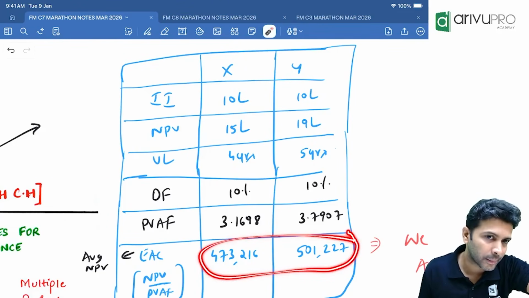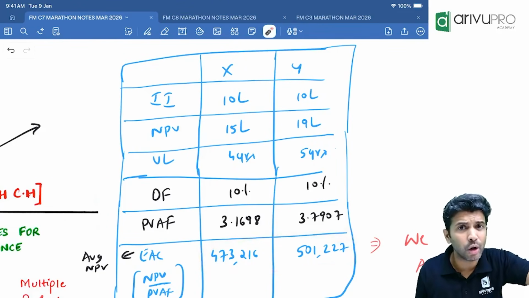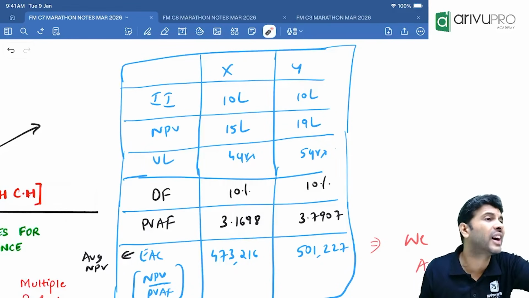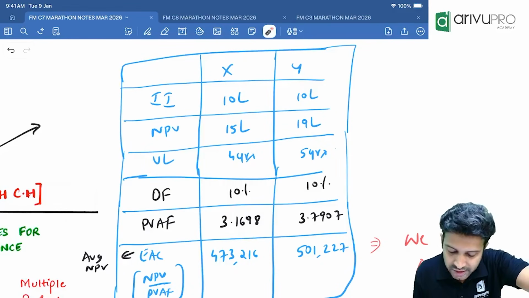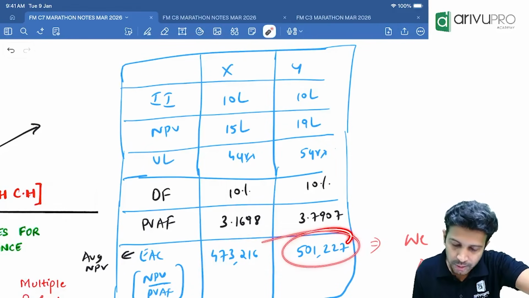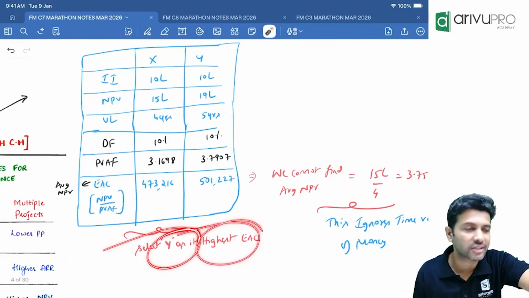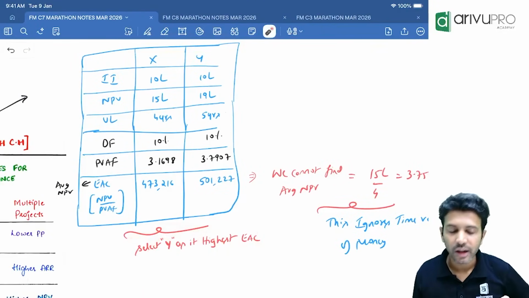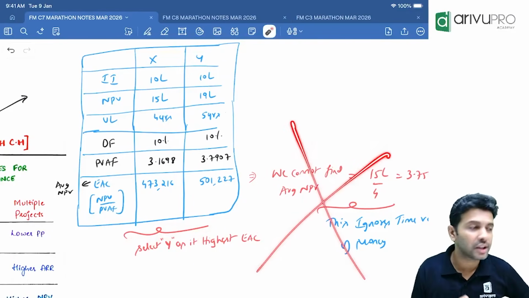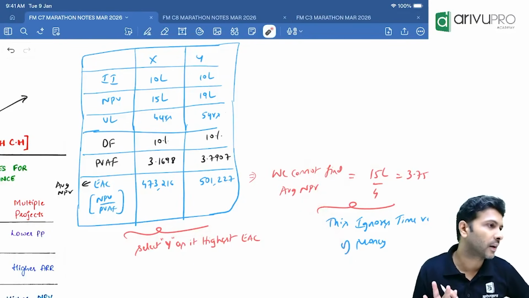This is the benefit. So you will select the one with a lower average benefit or higher average benefit? Higher. Which is the highest among these two? Plan Y. Therefore, what is the selection rule? Select Y as it has the highest EAC. Done. We can't use simple average because NPV considers time value.